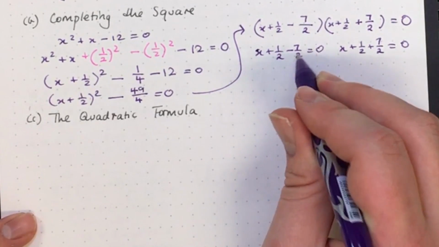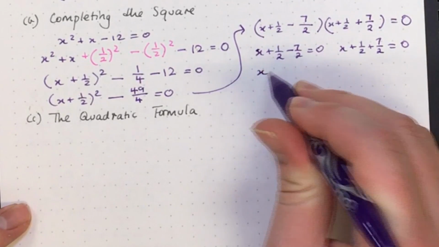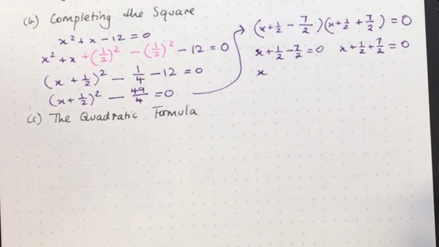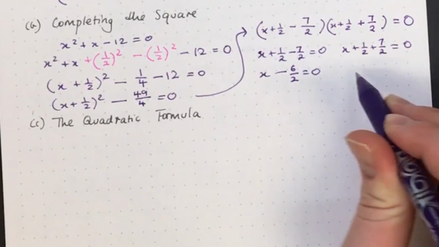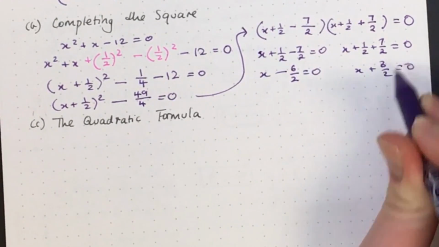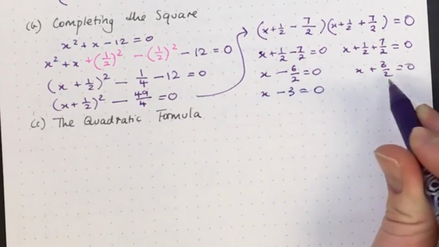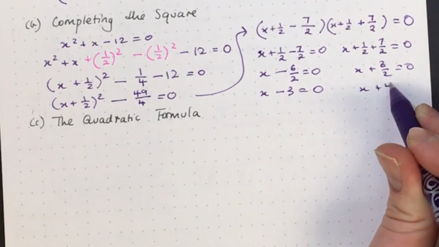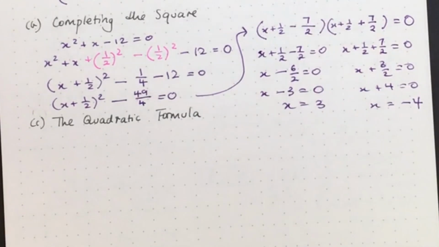Okay, so x plus 1/2 take away 7 over 2. So 1/2 take away 7 over 2, what would I have left? What's 1/2 minus 7 halves? Negative 6 over 2. And a half plus 7 over 2? 8 over 2. So what's 6 over 2? 3. And what's 8 over 2? 4. So x equals positive 3 or negative 4. Yep, so we've shown that by completing the square, I get the same answer as we did in part A.